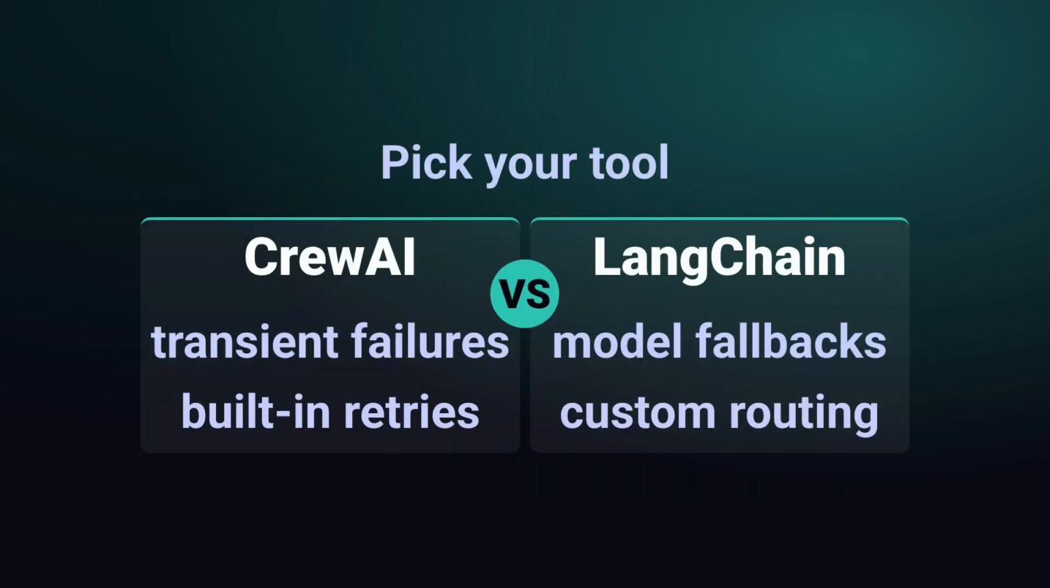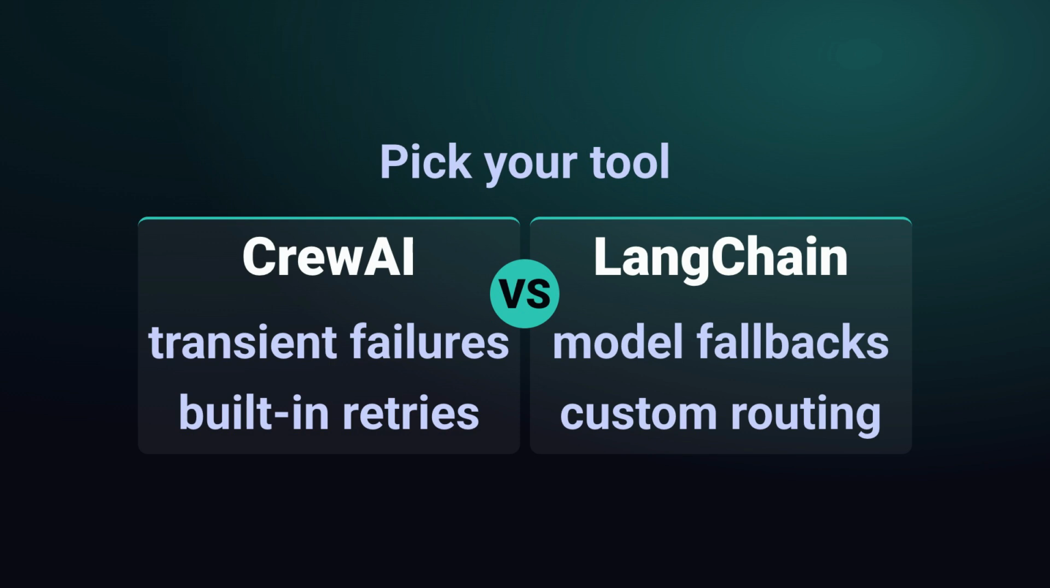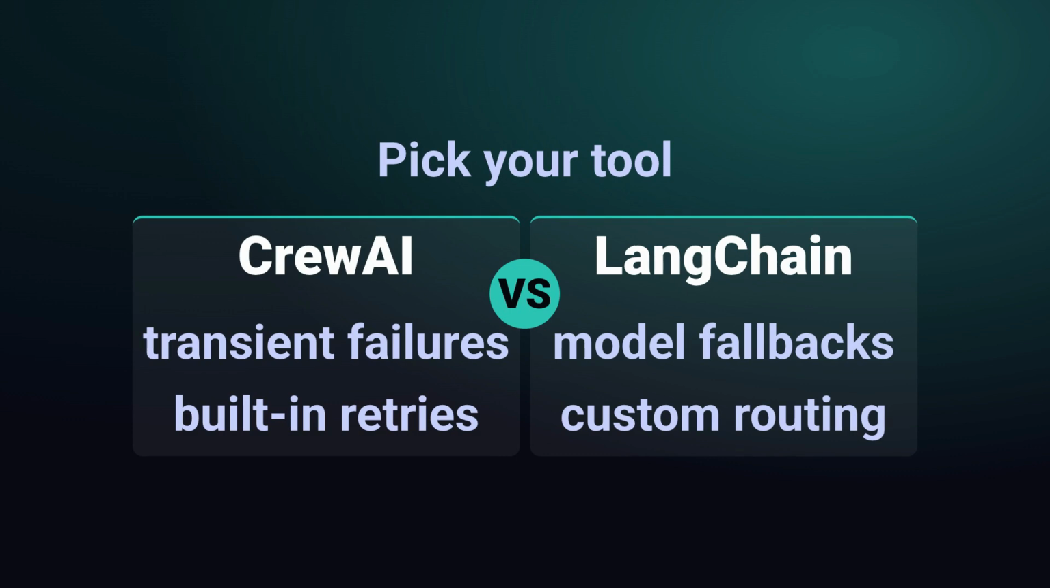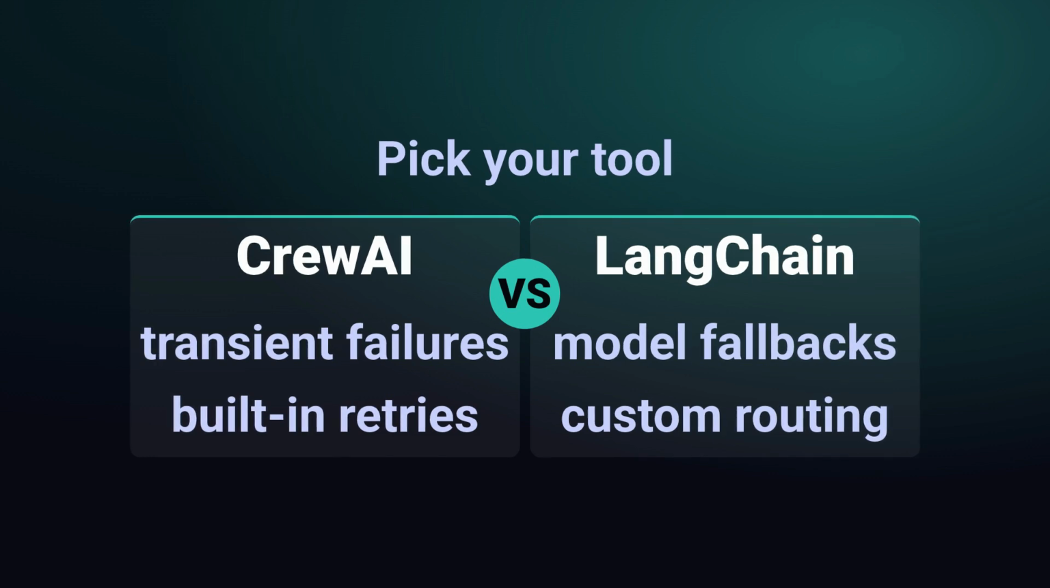So which one wins? It depends on what recovery means for your system. If you want convenience and your failures are mostly transient, a timeout here, a rate limit there, CrewAI's built-in retries save you real work. If you're running mission-critical pipelines where you need model fallbacks, custom exception routing, and predictable behavior under sustained failure, LangChain's explicit control is worth the extra wiring. The best teams often combine ideas from both. Automatic retries for the easy stuff, deliberate fallbacks for the expensive stuff.